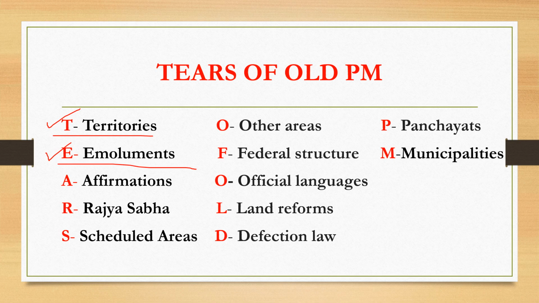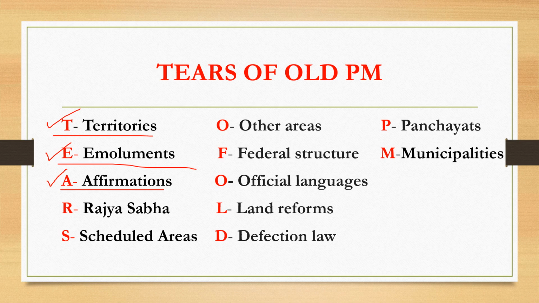Next is the third schedule. The third schedule is represented by the letter A. A is represented by affirmations. The third schedule deals with the forms of oath and affirmations of members of legislatures, ministers and judges. So the third schedule is represented by the letter A and A stands for affirmations.